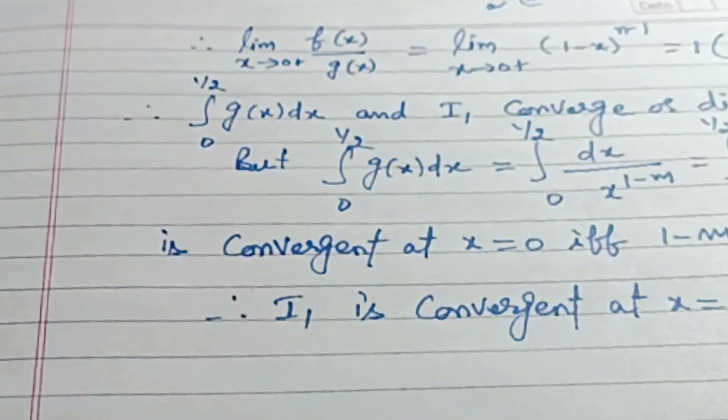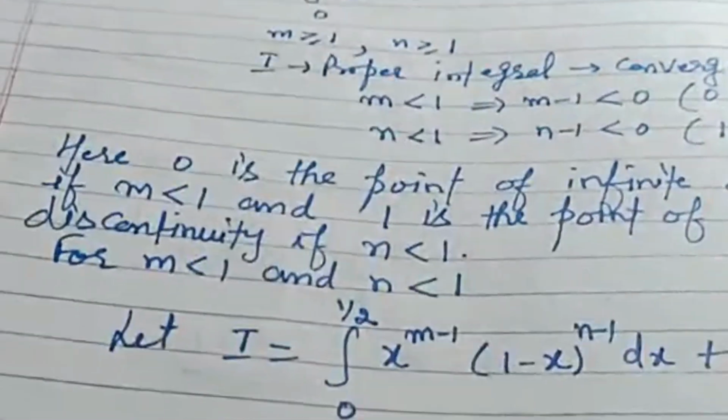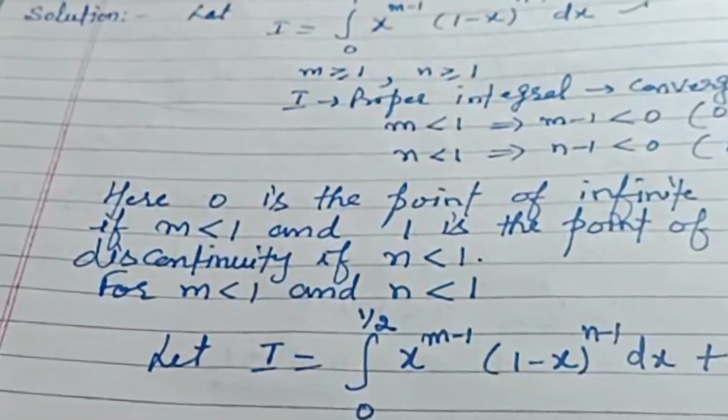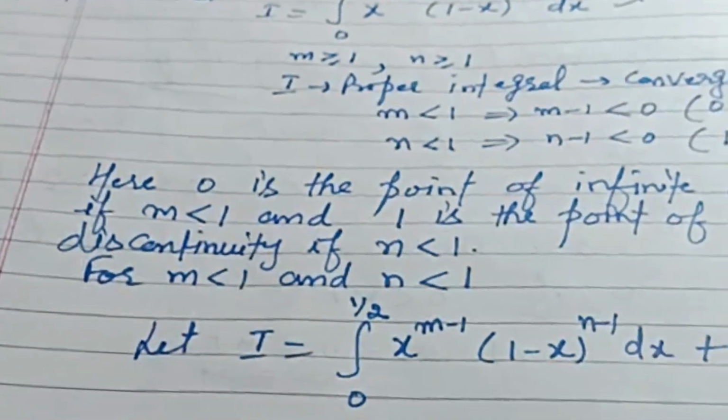So in this way we can prove that this integral I1 is convergent at x equal to 0 if and only if 0 less than m less than 1. So what remains? It remains to check the convergence of this integral I2, that is the integral from 1/2 to 1 of x to the power m minus 1 times 1 minus x to the power n minus 1 dx.